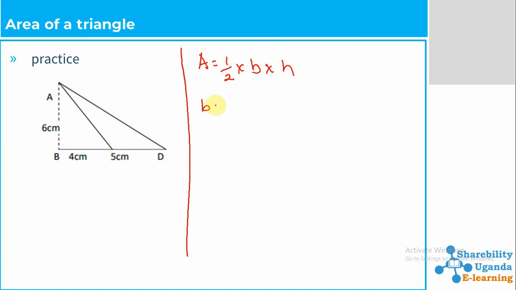So our base should be equal to what? Our base is from here up to here. So our base is going to be equal to 4 plus 5. This should be 9 centimeters. Then our height should be 6 centimeters. So now if you are to get our area, it should be equal to a half times our base, which is 9, times our height, which is 6.